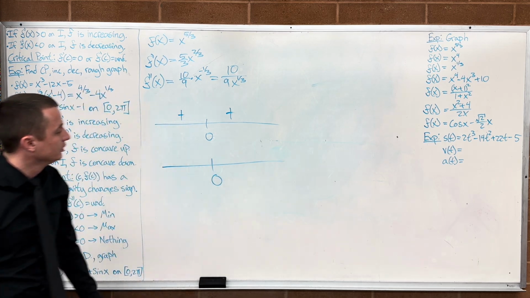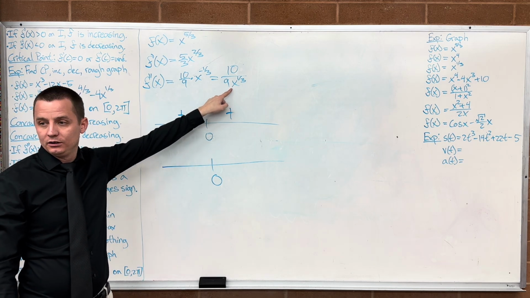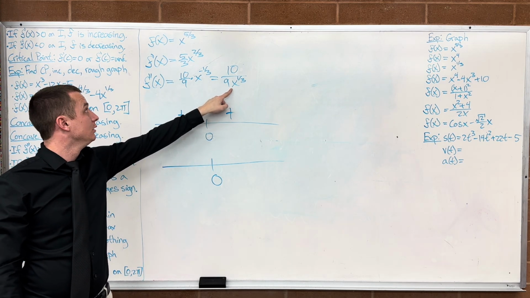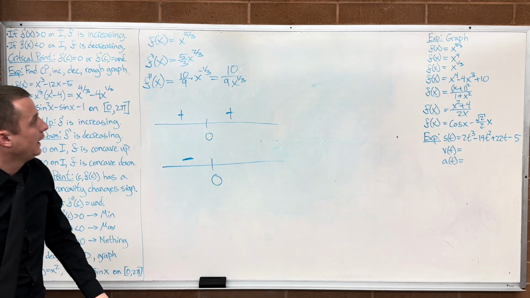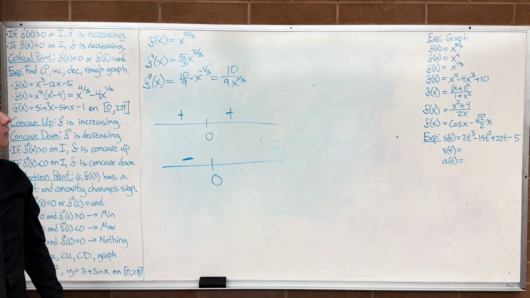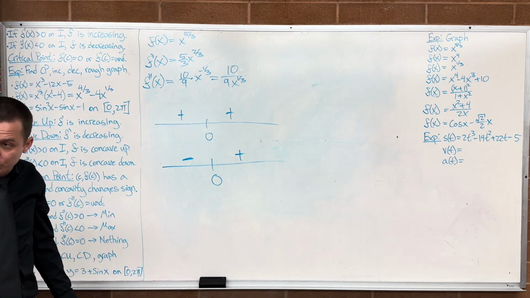This next one is going to be for its concavity. Our concavity was undefined at 0. Let's look to the left. If we plug in a negative number, what do we get? Negative. So it's concave down over here. Over here, if we plug in a positive number, what do we get? Positive. So 0 is going to be an inflection point.